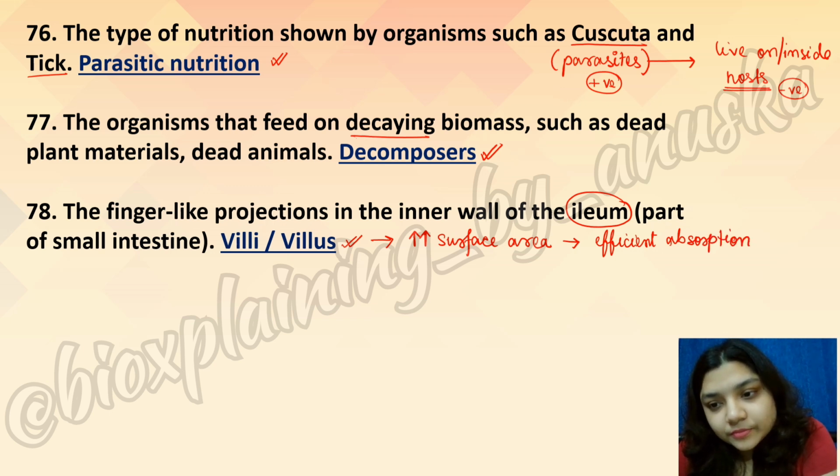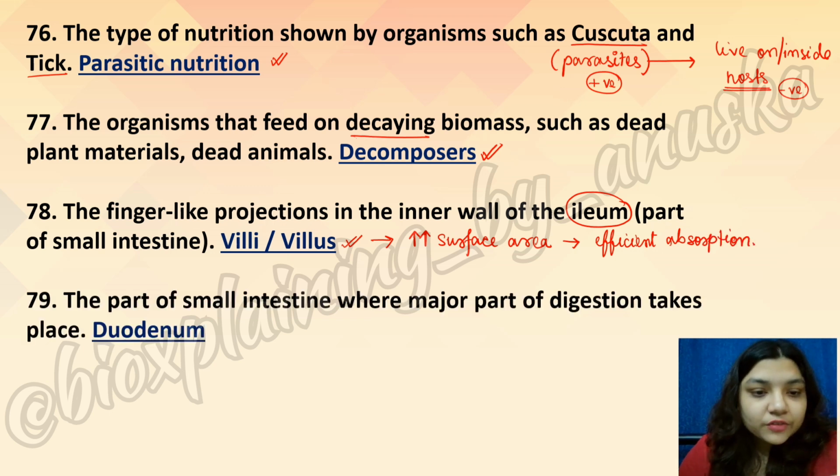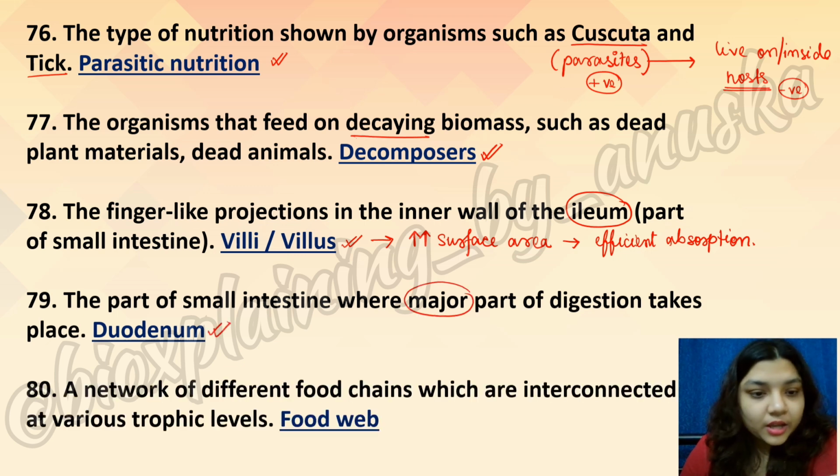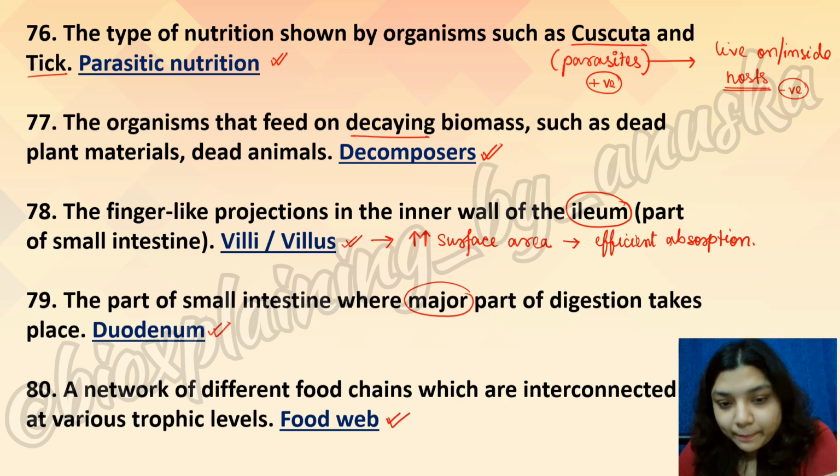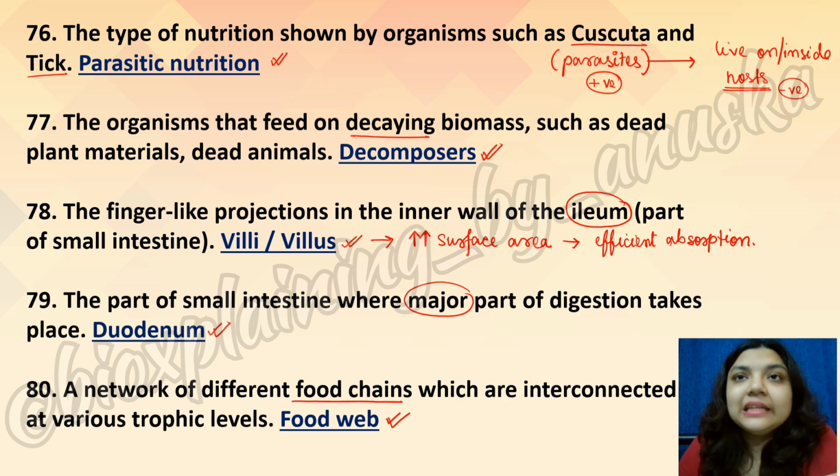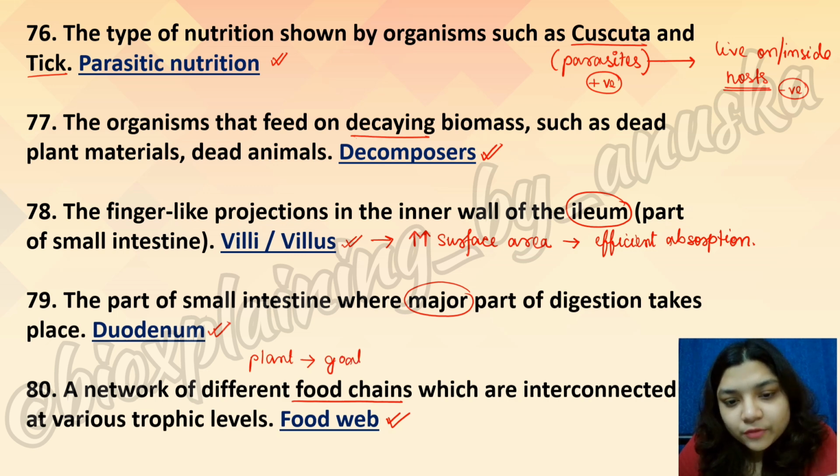Okay. Next, the part of the small intestine where the major part of digestion takes place, that is the duodenum. A network of different food chains which are interconnected at various trophic levels is a food web. So food chains are linear in nature. That is, you have a plant. The plant is consumed by some herbivore. The herbivore is consumed by some carnivore, and say again another carnivore, that way.